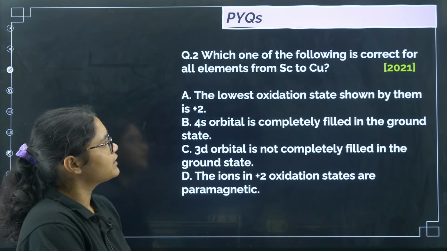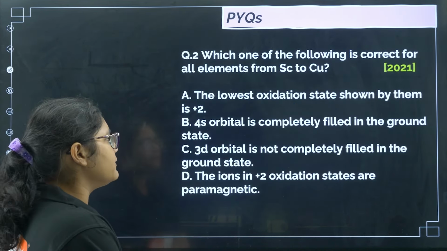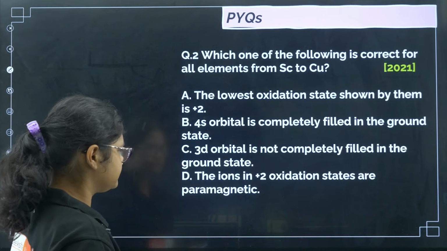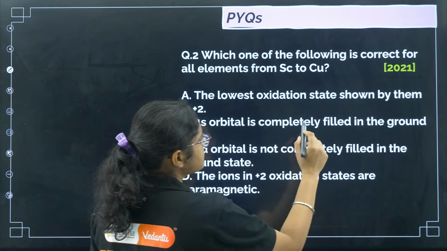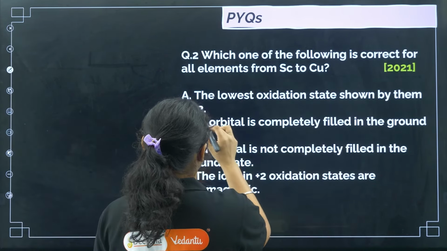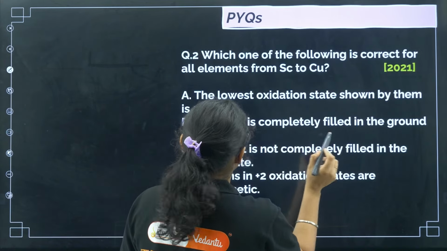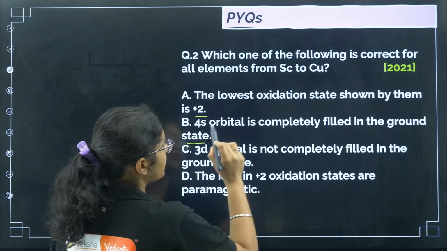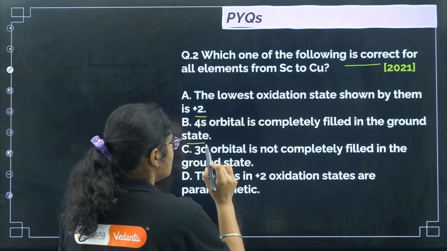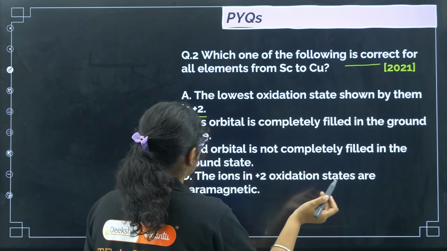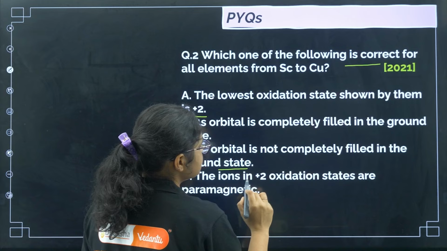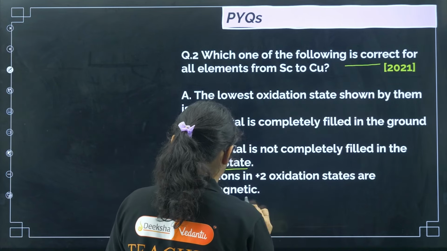Okay, next, which one of the following is correct for all the elements from scandium to copper? The lowest oxidation state shown by them is +2. 4s orbitals is completely filled in the ground state. We have to tell which is the correct statement. 3d orbitals is not completely filled in the ground state. The ions in the +2 oxidation states are paramagnetic.